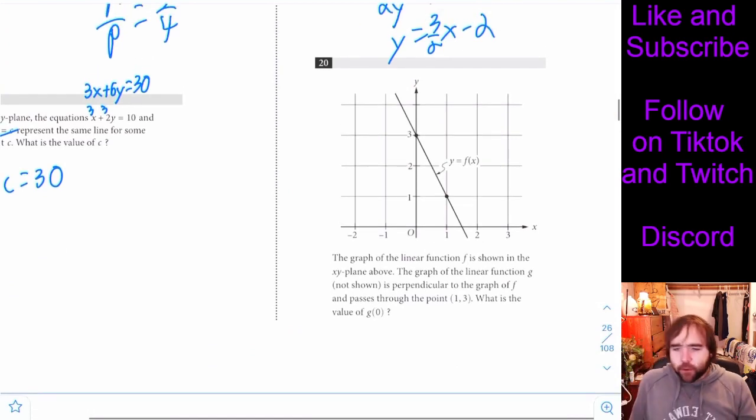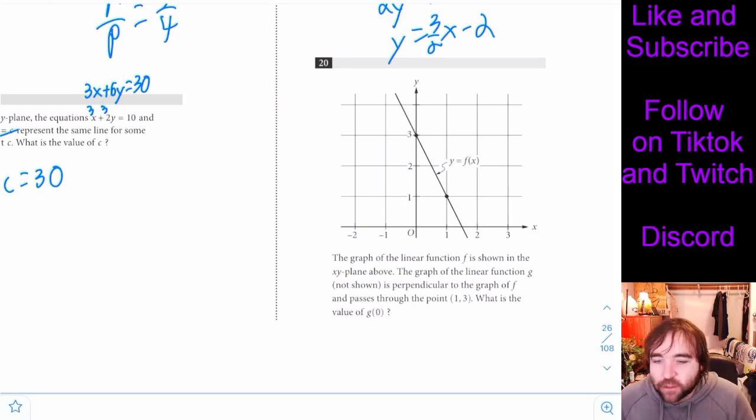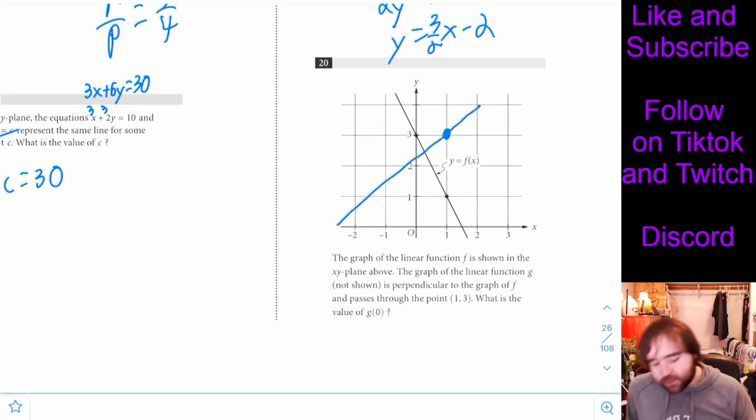All right. The graph of the linear function is shown in the xy plane. The graph of the linear function g, not shown, is perpendicular. Oh, remember perpendicular, opposite reciprocals. Passes through the point 1, 3. What is the value of g of 0? Okay, so we know it passes through this point, and we know it's perpendicular. So I can sketch that out.